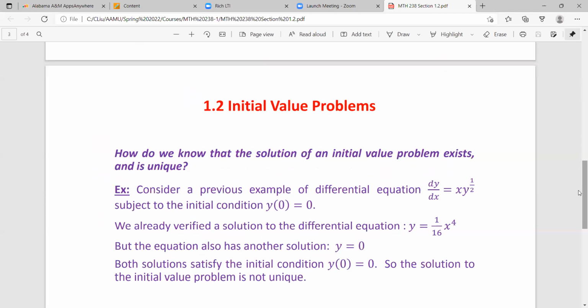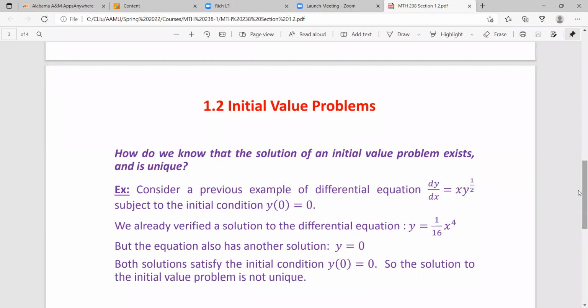Okay, so one of the things, when we try to solve an initial value problem, how do we know the solution exists? That's the first question. Does the problem have a solution at all? Or if it does, is the solution unique, or do you have multiple solutions? Okay, those are some fundamental questions we want to address.